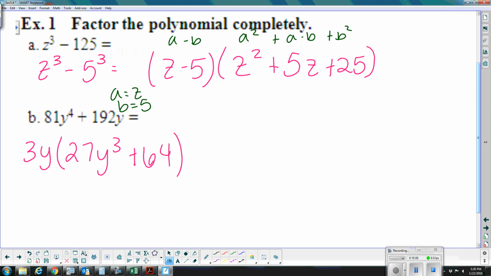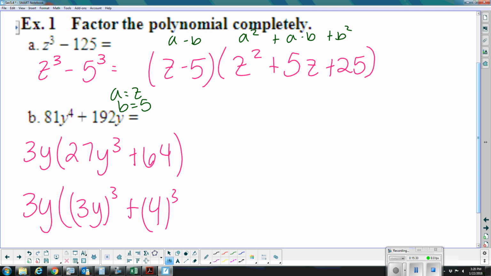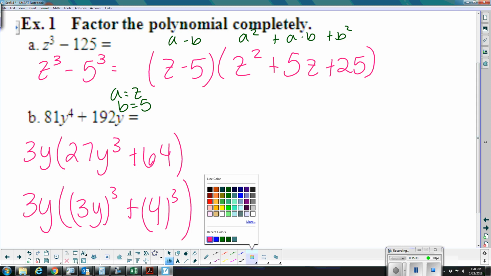Okay, now let's write this in cubic form. So 3y times 27, which is 3 cubed. So 3y times 3y cubed plus the cube root of 64 is 4. So we're saying 4 cubed. So here's the sum of our two cubes, where our A is 3y and our B is 4.